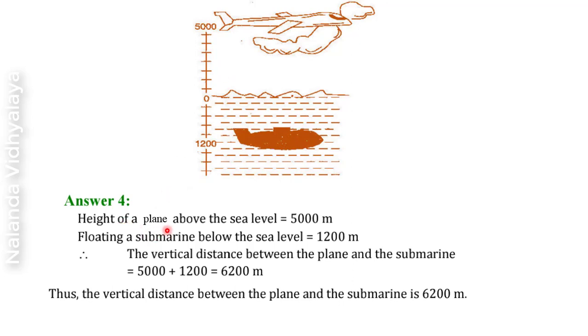So the answer is: height of plane above the sea level, that is 5000 meter, and the floating submarine below the sea level, that is 1200 meter. So we have to add both distances. That means the vertical distance between the plane and the submarine is 5000 plus 1200. If we add both distances, only then will we get this vertical distance. So we have to add 5000 plus 1200, that is 6200 meter. So that is the answer. Thus the vertical distance between the plane and the submarine is 6200 meter.